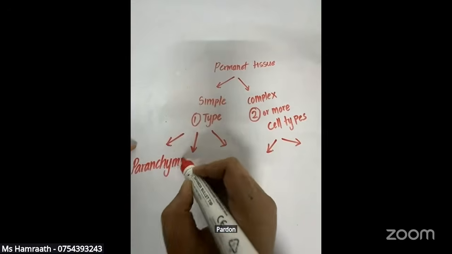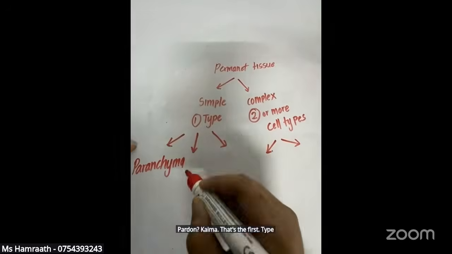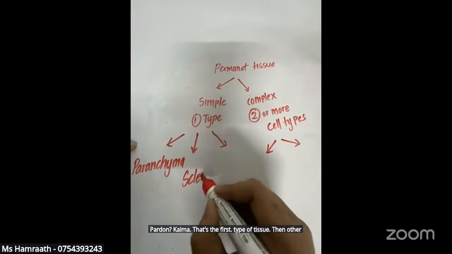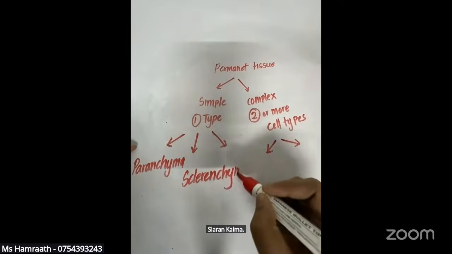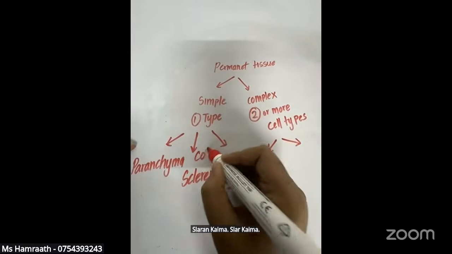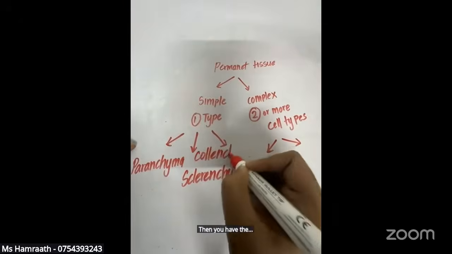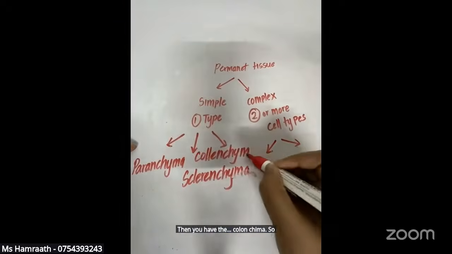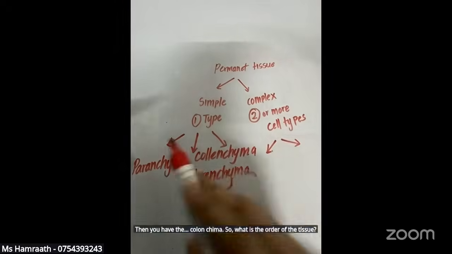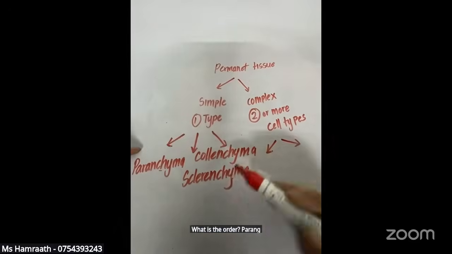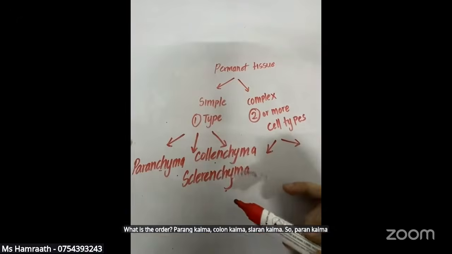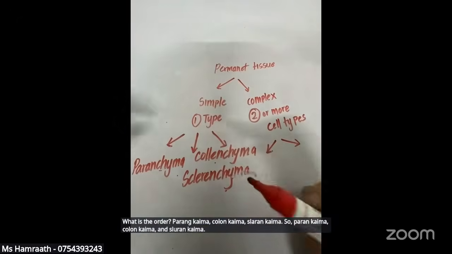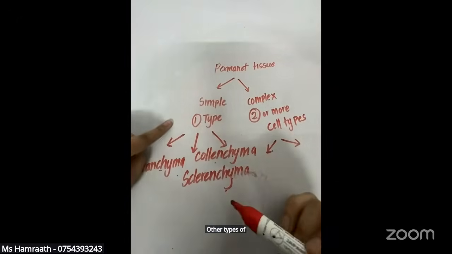Parenchyma, that's the first type of tissue. Then the other one is sclerenchyma. Then you have the collenchyma. So what is the order of the tissue? Parenchyma, collenchyma, sclerenchyma. So parenchyma, collenchyma, and sclerenchyma are the types of the simple permanent tissue.